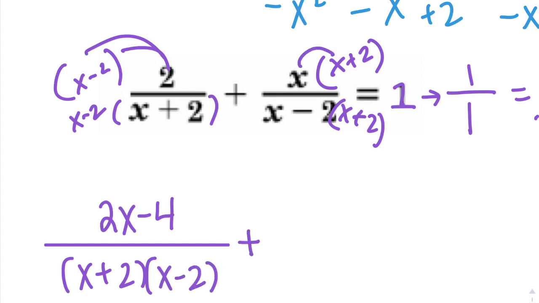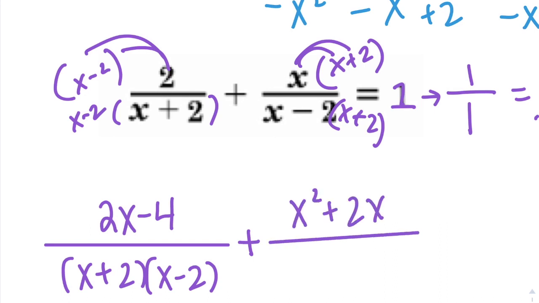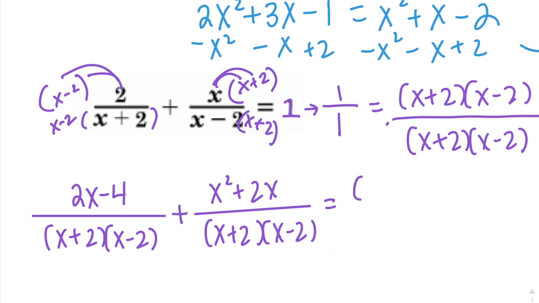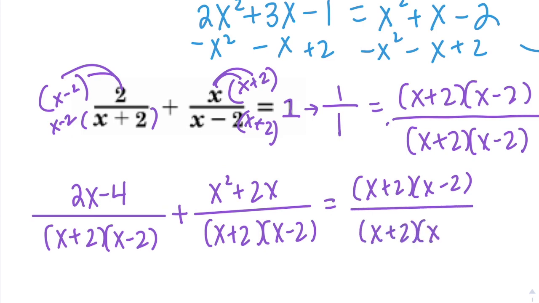plus x times x plus 2 is x squared plus 2x, all over x plus 2 times x minus 2, which equaled 1, which was x plus 2 times x minus 2 all over x plus 2 times x minus 2. And now that I have that common denominator, I'm just going to look at my numerator, and I'm going to distribute this out. So x plus 2 times x minus 2 is just a difference of squares. So if I distribute everything, I'm going to end up with x squared minus 4.